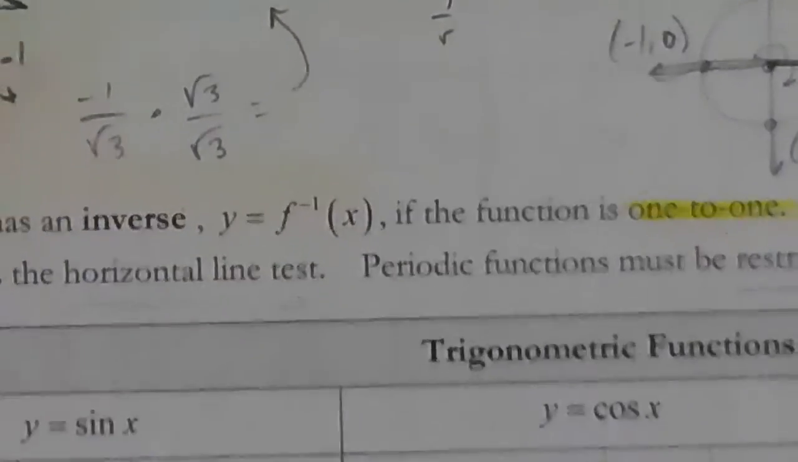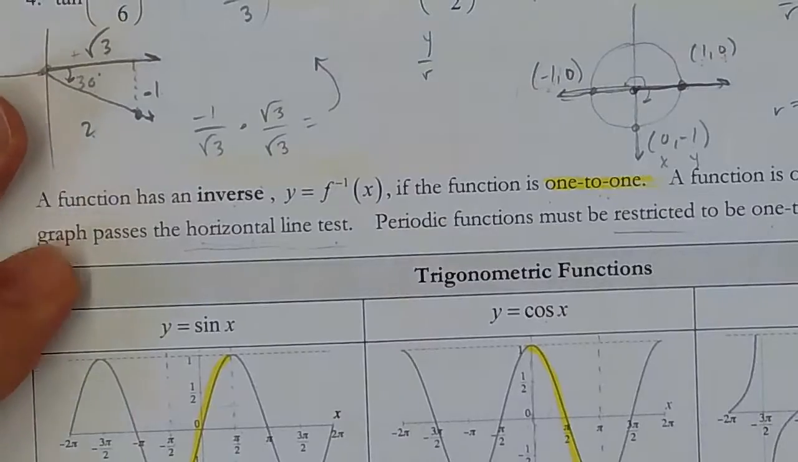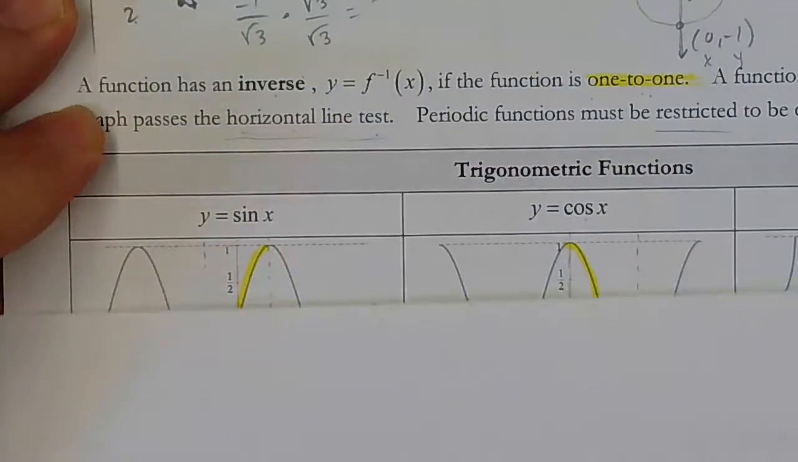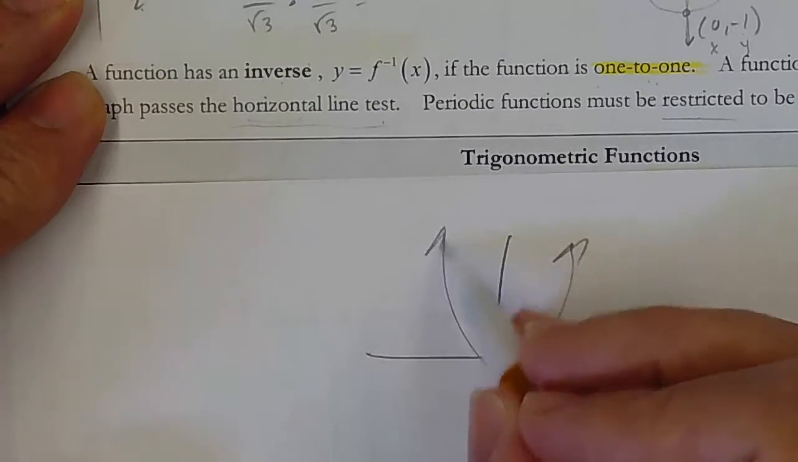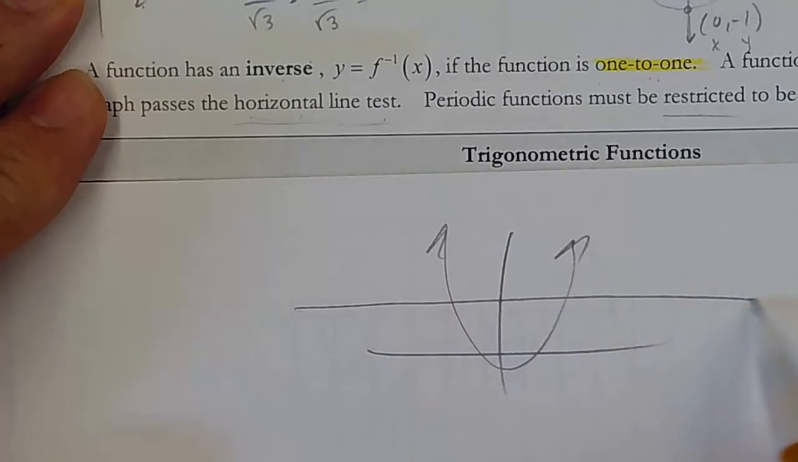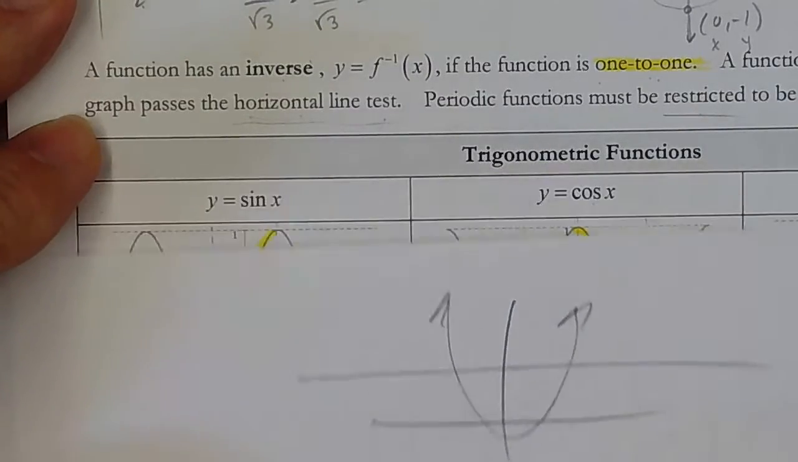All right, so in order for functions to have an inverse function, it had to pass the horizontal line test. When we first went over this, I started with a little parabola, and we talked about whether it passes the horizontal line test. If it doesn't pass the horizontal line test, it does not have an inverse function. It has to be 1-to-1 first.